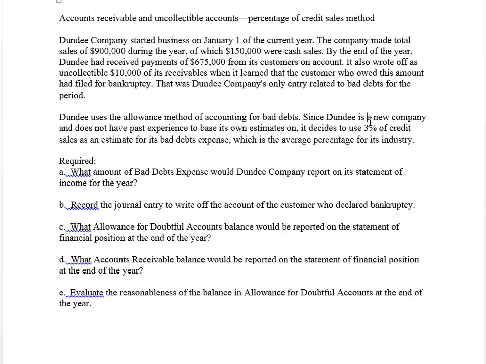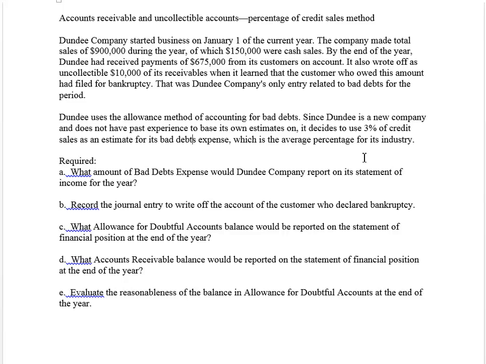Dundee's a new credit company. It has no past experiences upon which to base its own estimates. So they use the industry standard of 3% in order to set up their allowance and the amount unlikely of collection.